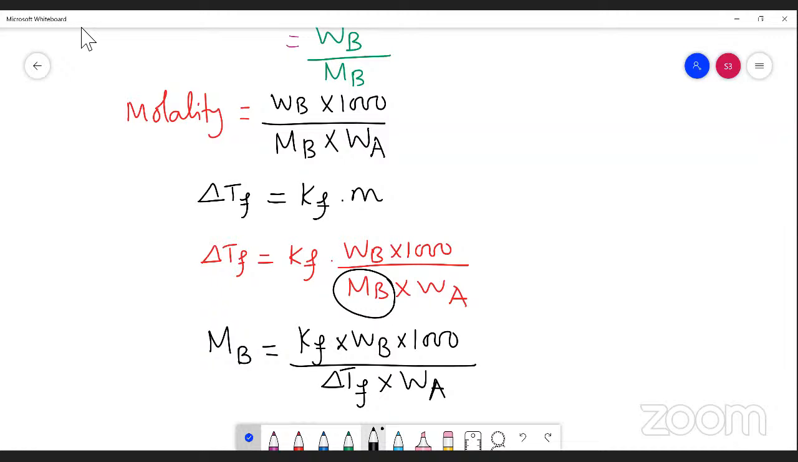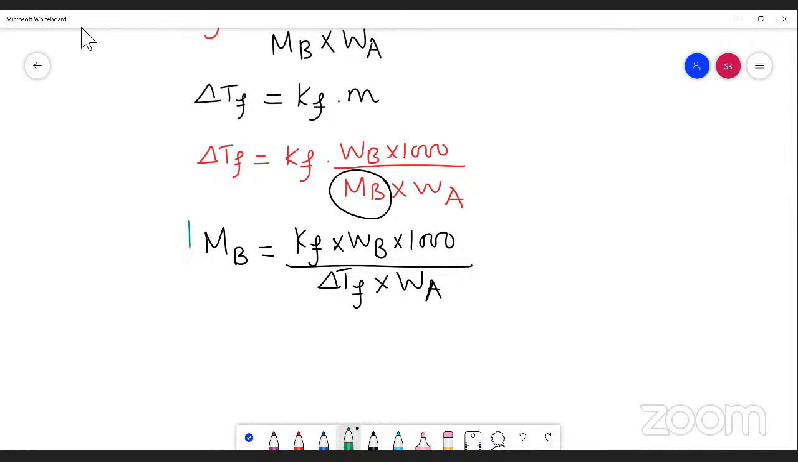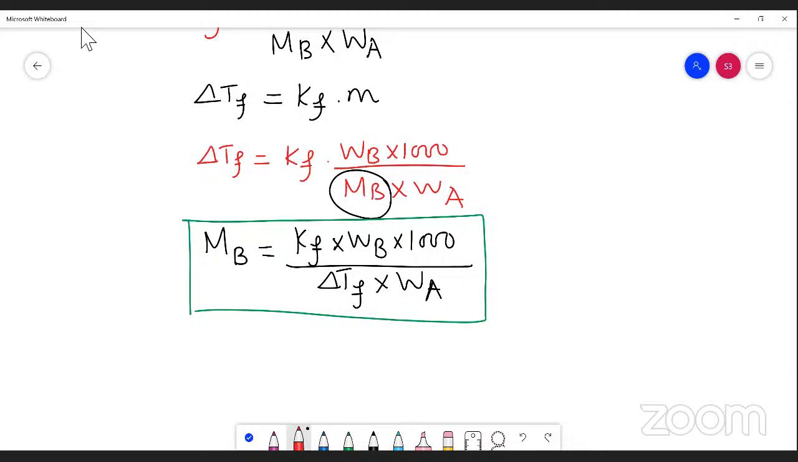So this is a formula. This formula you can utilize to find out the molecular mass of a solute. We know that already. The depression in freezing point, so what is del TF? What is depression in freezing point? By using the depression in freezing point value, we can find out the molecular mass of a solute.